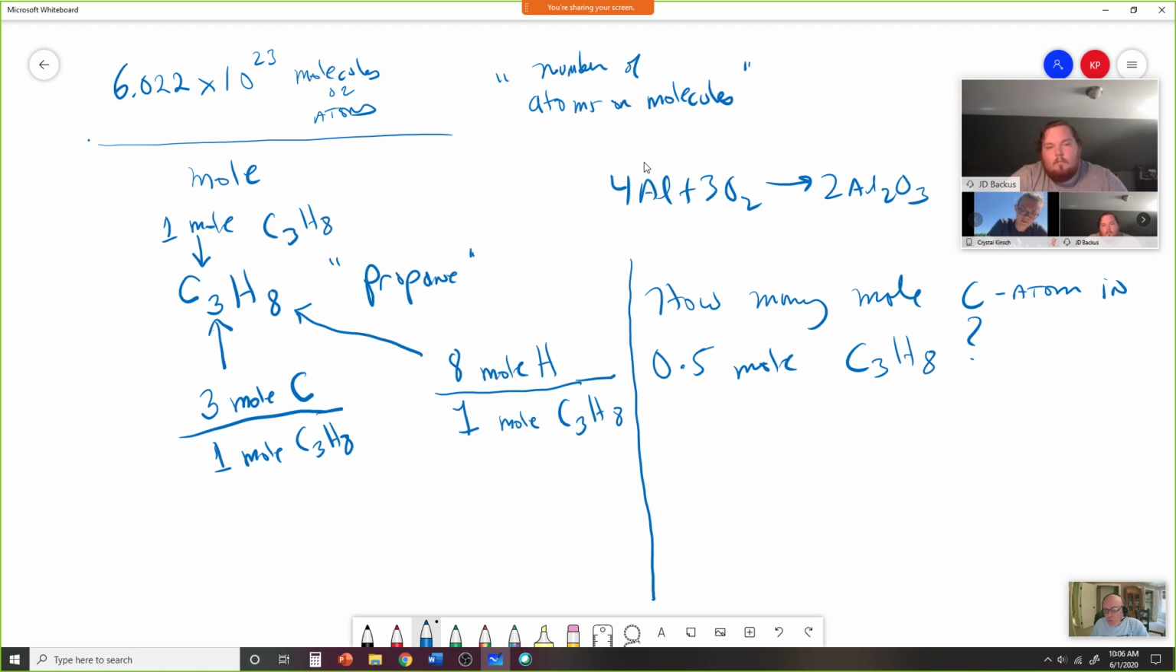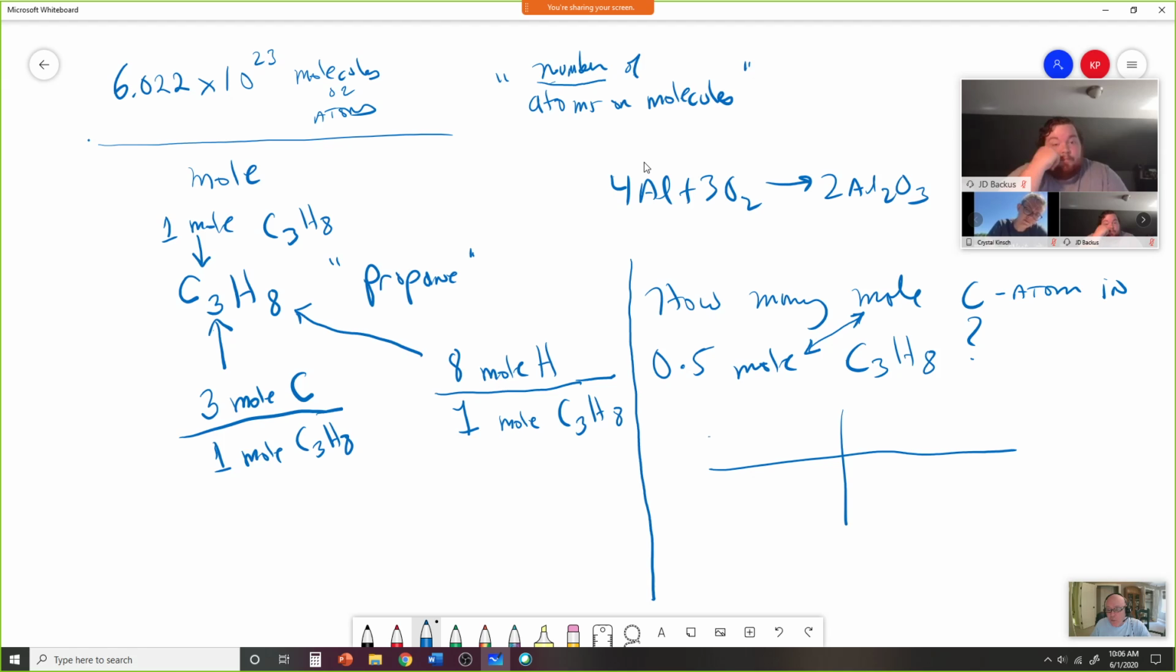Now if you look, we're going from moles to moles. More on that in just a minute, but I just want you to get used to the idea that this is what that formula means. And so we're going from propane molecules to carbon atoms. We're not being asked how many carbon atoms. We're asked for how many mole carbon atom. Very important distinction, because up here this is number of. Okay, and so this is how we would do this.